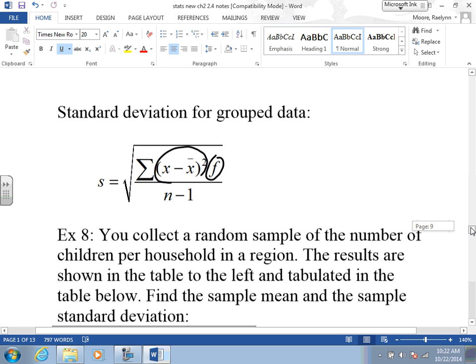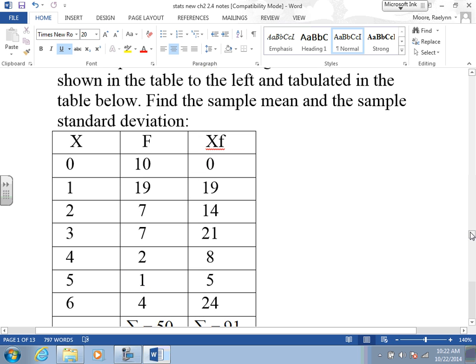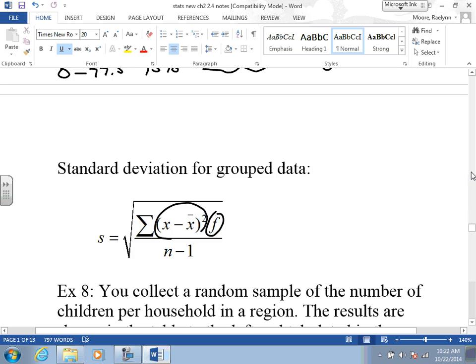So whenever you have grouped data, you're going to put this in your L1. You're going to put this in your L2, just like you normally do. And you're going to do a 1 var stat, L1, L2. And then you can find your mean and your population standard deviation or your sample standard deviation. But you have to say L1, L2, which you guys know how to do. We're not going to do the table for that.